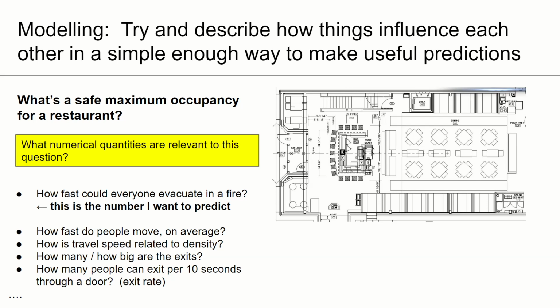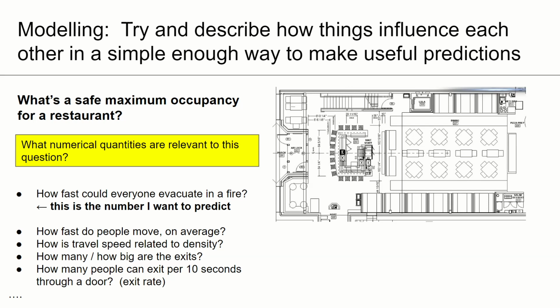And then we thought, well, wait a minute, how fast people move maybe isn't just a constant number. Maybe it depends on how many people are in the room. It depends on the density of the people, because if there's a lot of people packed in, maybe they can move less quickly. And how many exits there are, how big the exits are, how crowded the room is with other furniture. Maybe a useful thing to measure if we were going to run an experiment is to see how many people can exit every 10 seconds through a door, so some type of measurement of exit rate.